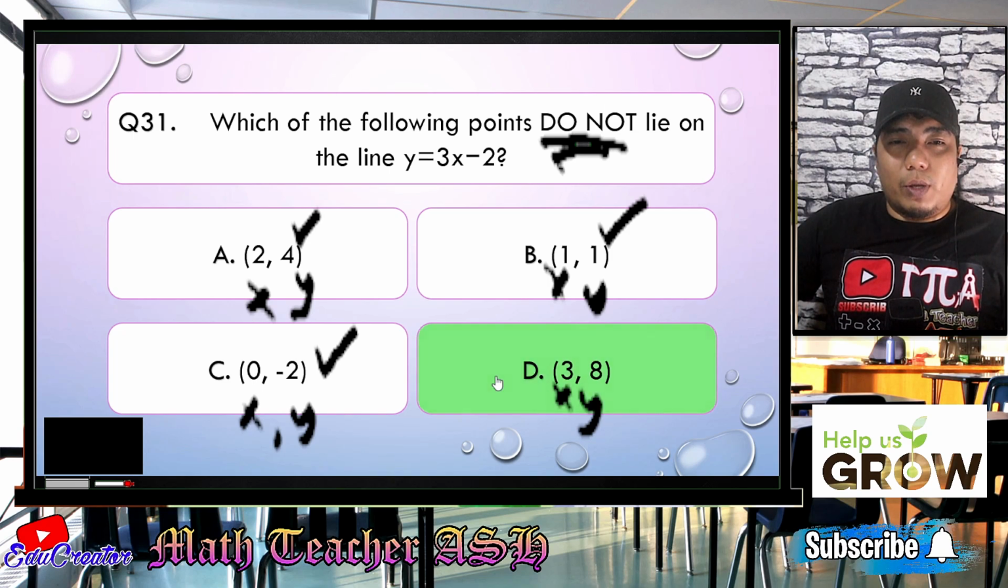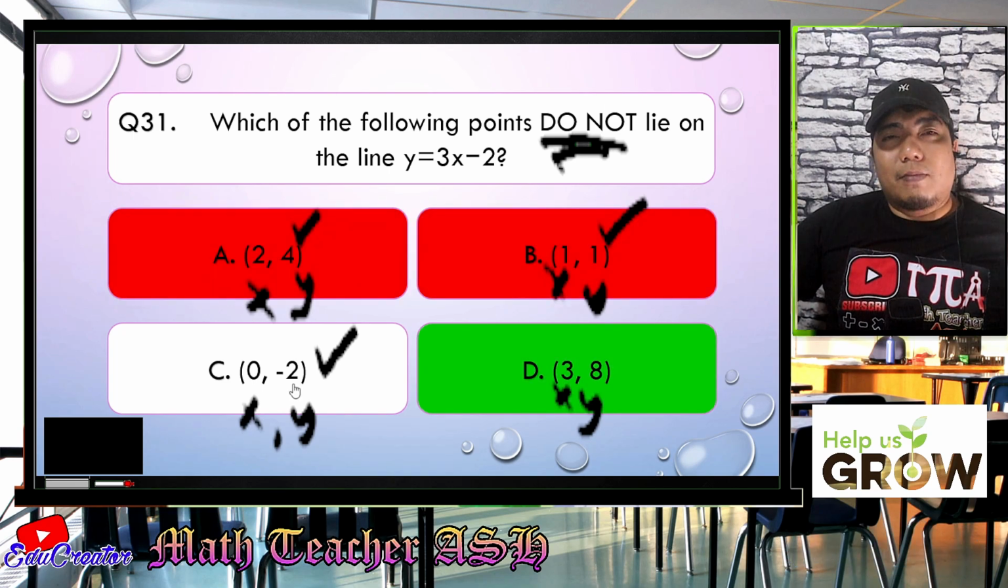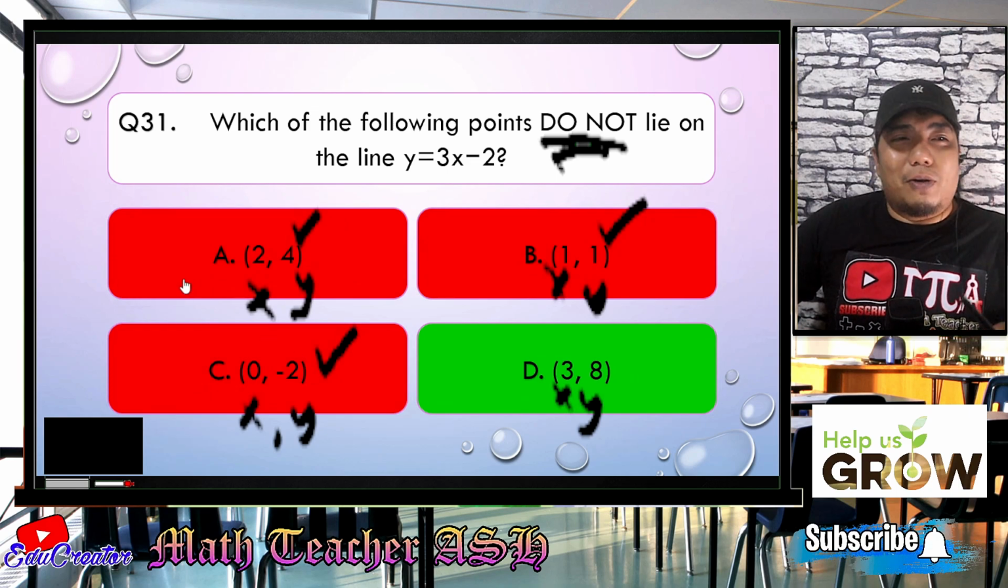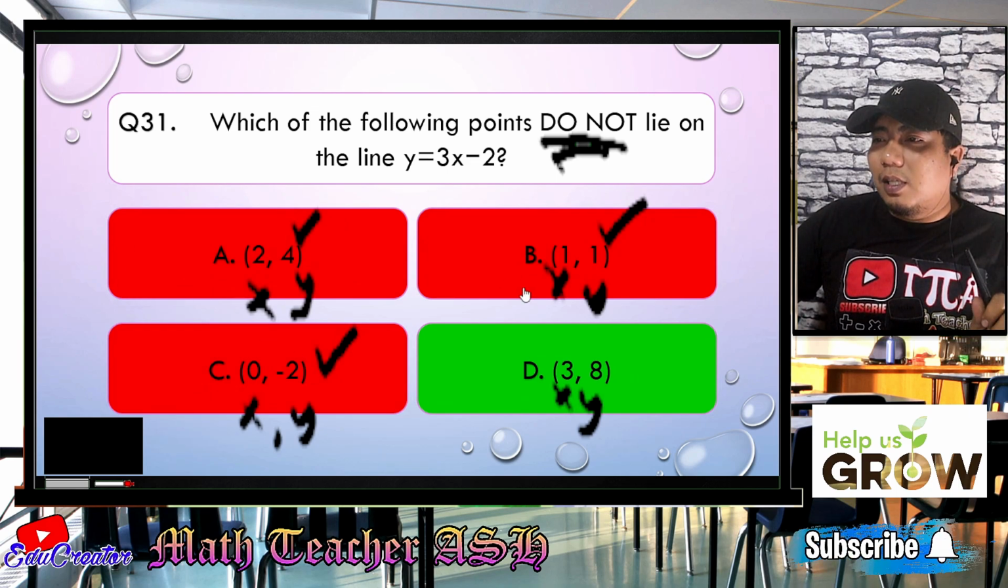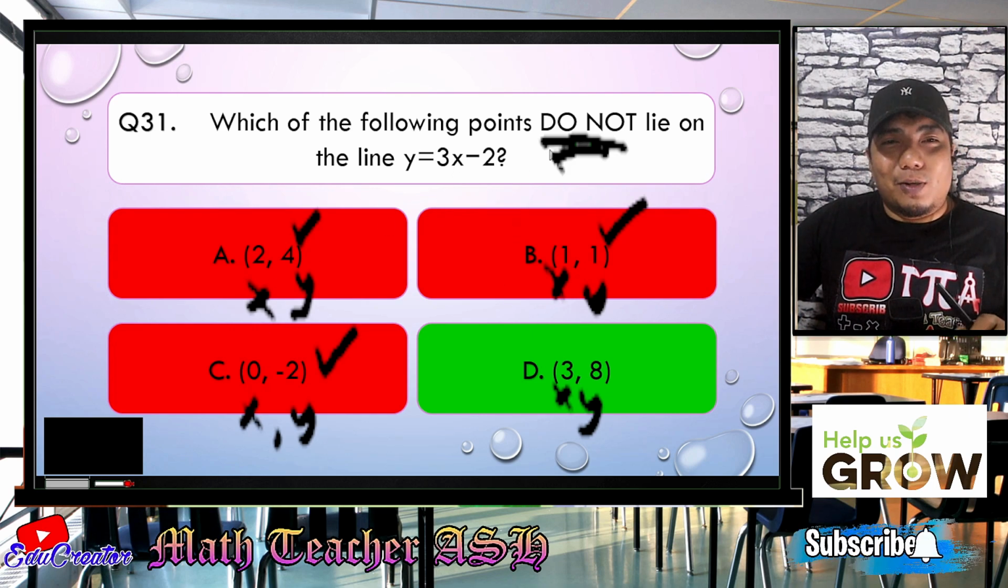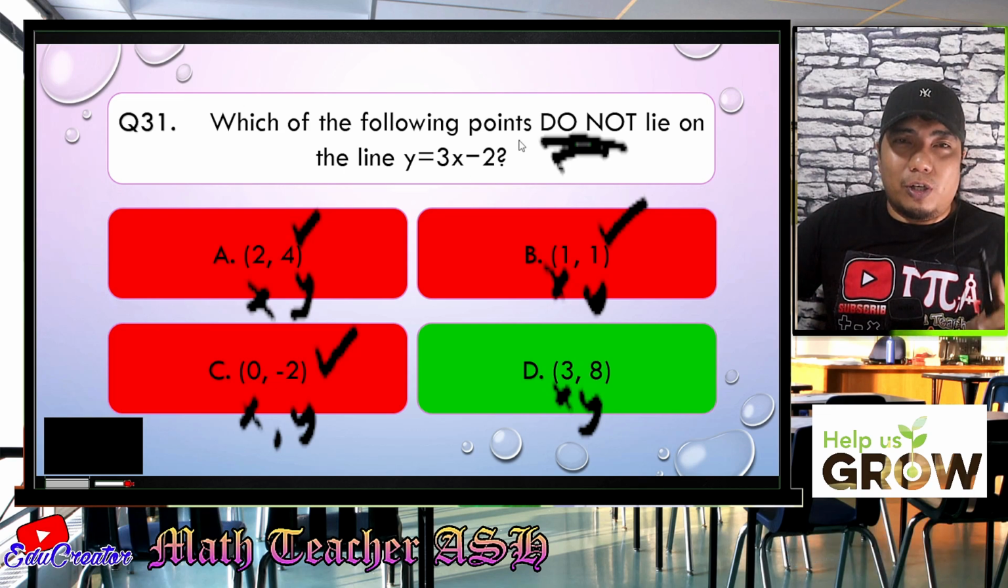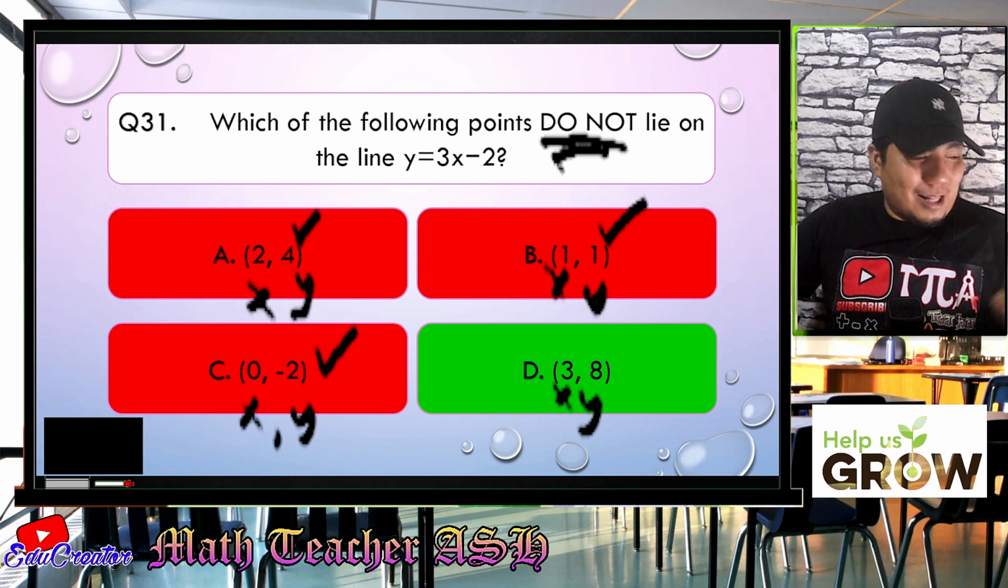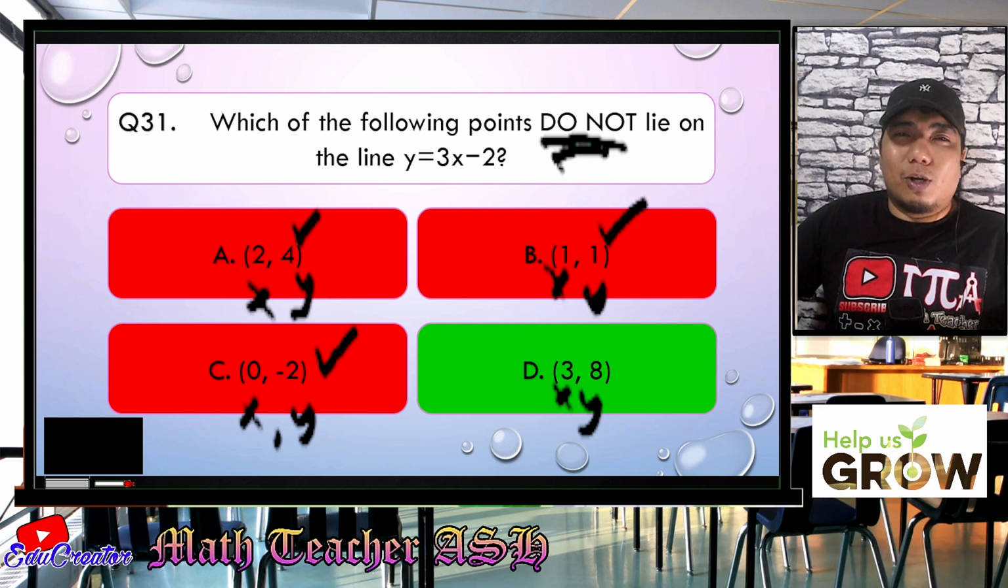Alright, let's check whether we are correct. Alright, we are correct, my dear math learners. If we consider 3, it will become 3 times 3, that is 9. 9 minus 2 would be 7, not 8. So it satisfies the question that is being asked in question number 31. I hope you got that one. Easy, right? Now let's go to question number 32.